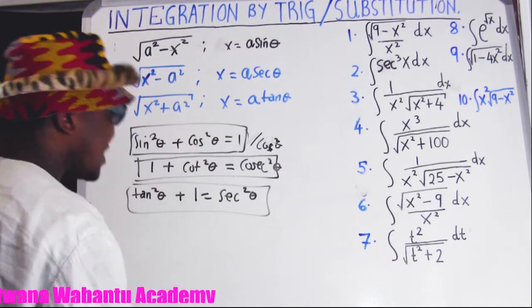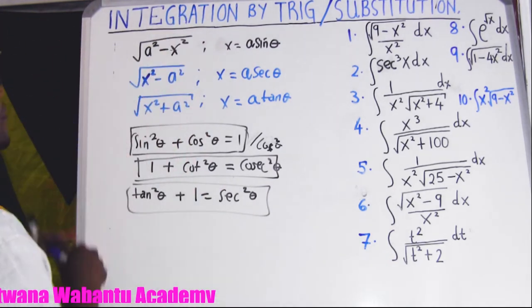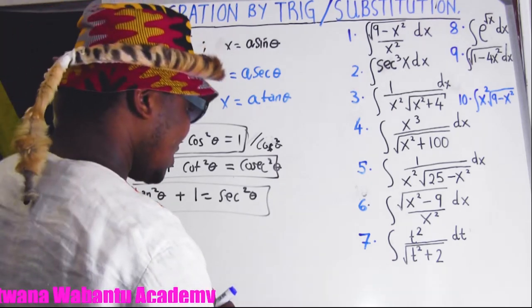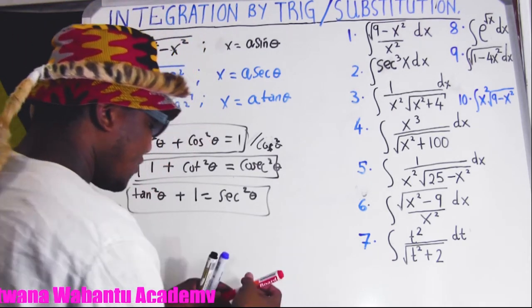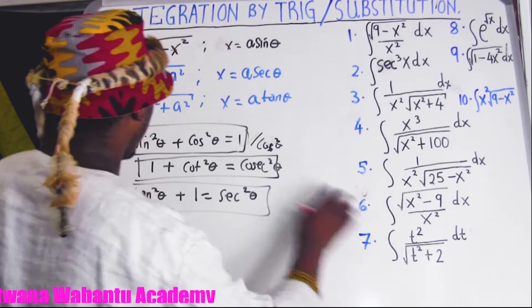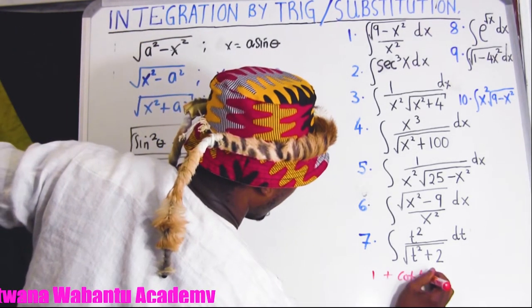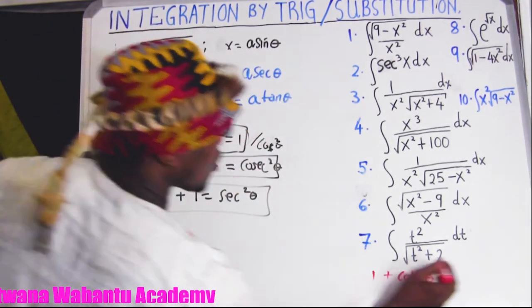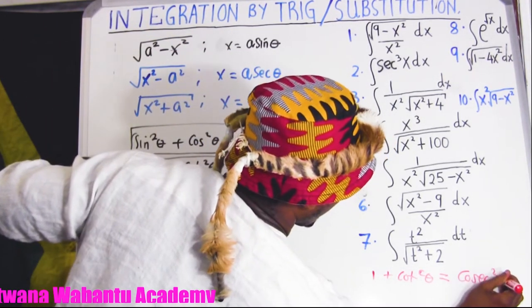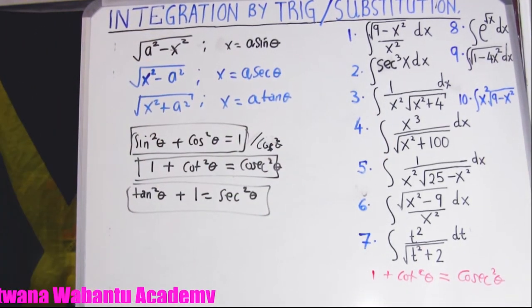I'm going to be using these throughout, so I can write them somewhere here on top, because they're going to help me. Let me use a pen here. So 1 plus cot squared equals cosec squared. Let me see if it is recording.